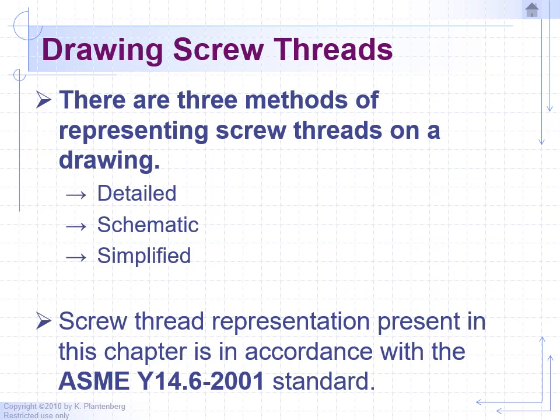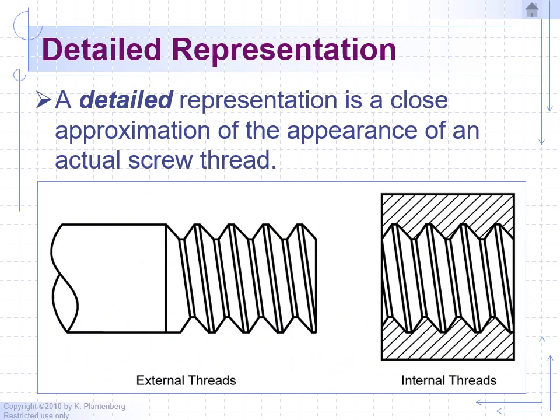Okay, so how do we draw screw threads on a drawing? There are three methods of representing screw threads on a drawing: the detailed, the schematic, and the simplified. Screw thread representation presented in this chapter is in accordance with the ASME Y14.6 2001 standard. So here's the first example, which is detailed threads, where you manually draw one line at a time, not only for an external thread, but also for an internal thread.